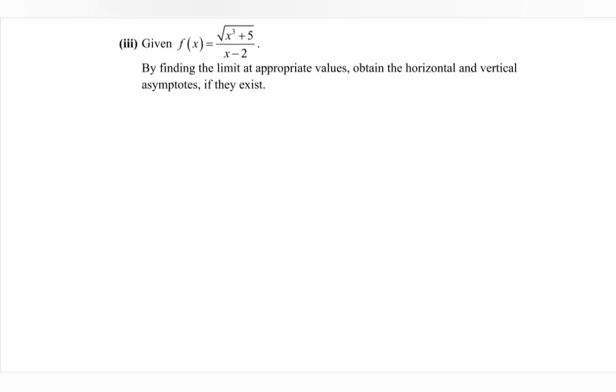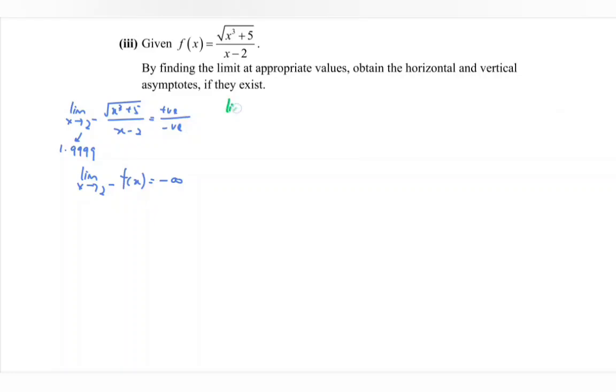So, the limit as x approaches 2 from the left for the function square root of x cubed plus 5 over x minus 2. Approaching 2 from the left, let's say we have 1.9999. If we substitute the value, we will have a positive value for the numerator, and if we substitute 1.9999 in the denominator, we will have a negative value. So the limit as x approaches 2 from the left for the function f(x) is negative infinity, meaning that the graph is decreasing, going down as x approaches 2 from the left.